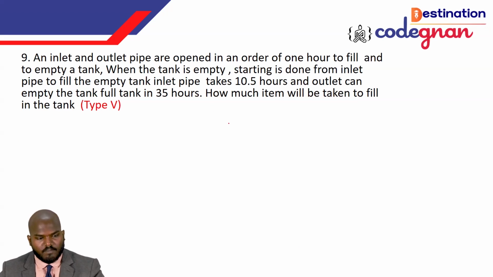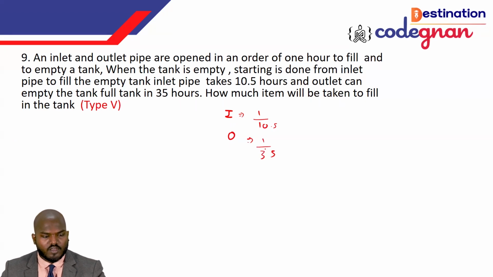You see this one, pipe 1, I can call it the inlet pipe. Taken by 1 hour, I can say that 1 by 10.5 part is finished, and the outlet pipe will take 1 by 35 part of the work. One is filling and one is emptying. So you can say inlet minus outlet in 2 hours of work, that is 1 by 10.5 minus 1 by 35, guys.